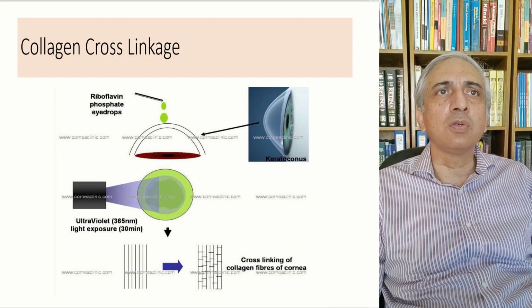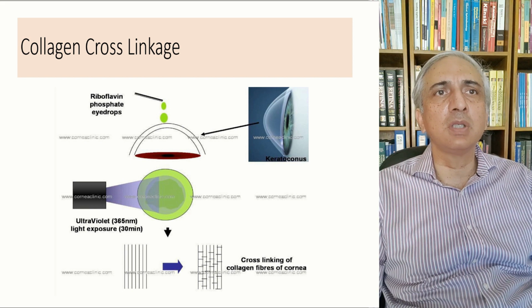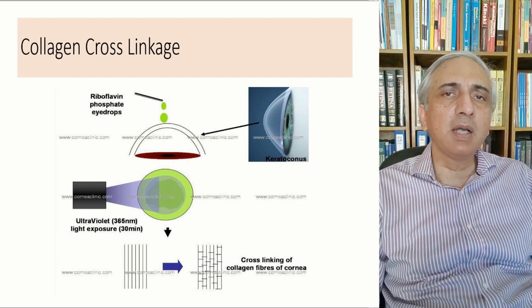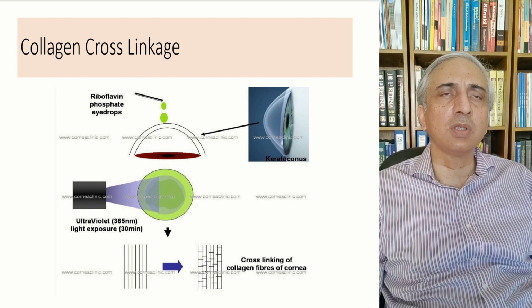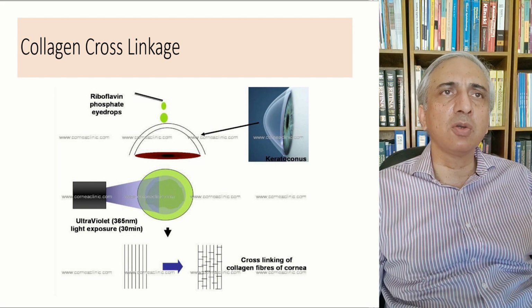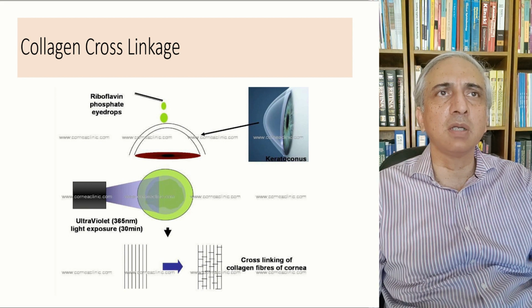Then we come on to collagen cross-linkage, in which riboflavin phosphate eye drops are used, which produces cross-linkage of collagen fibers in the cornea, thereby stabilizing patients with keratoconus. And people are using this in patients with early keratoconus. You can use collagen cross-linkage, and then you can do excimer laser.